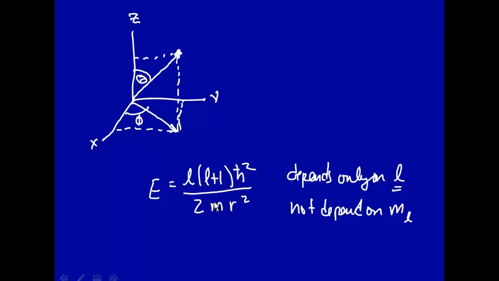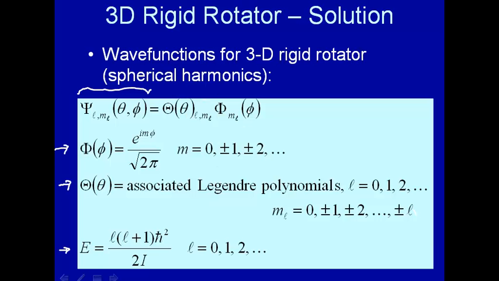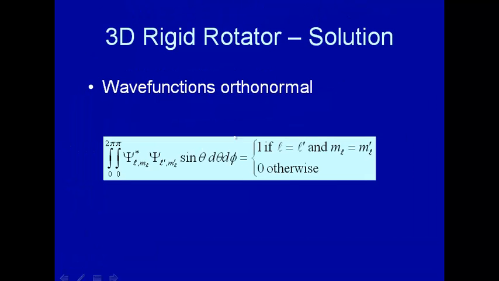All right, so I think we've covered the major points of the solution of the, what am I saying, of the 3D rigid rotator. Let's go for one additional item here. These are the solutions to the Schrodinger equation when you express the Hamiltonian and the wave function in spherical coordinates. And these are the spherical harmonics.